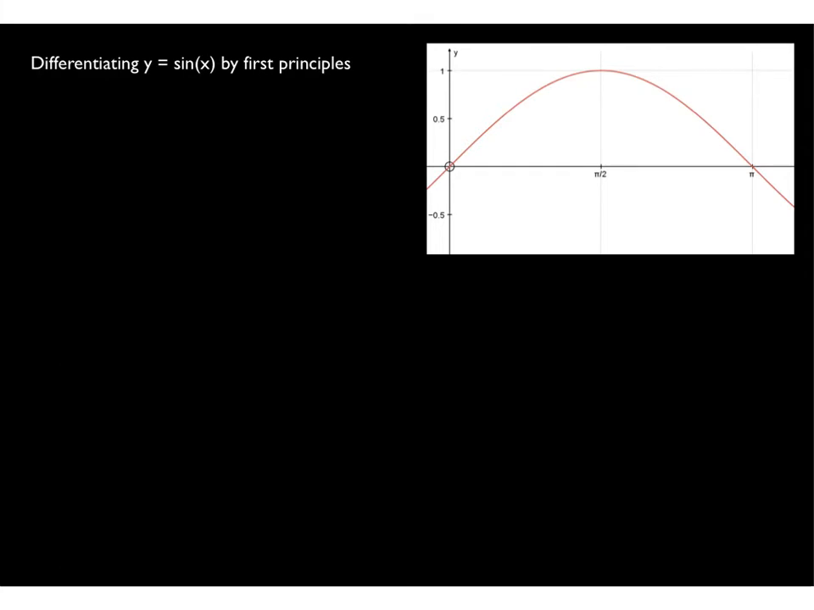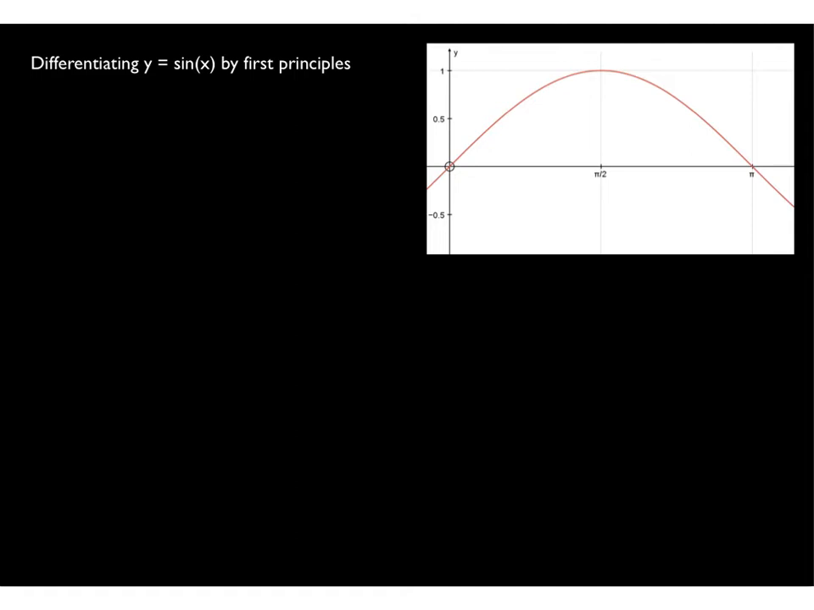Now, one crucial thing that we need to mention is that if you are differentiating a trigonometric function, you must ensure that you are working in radians. Results will not be correct if you are not working in radians.